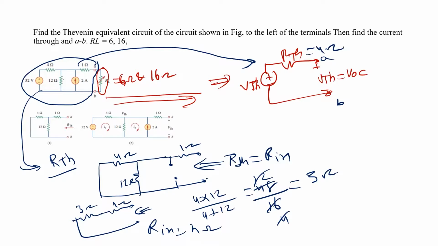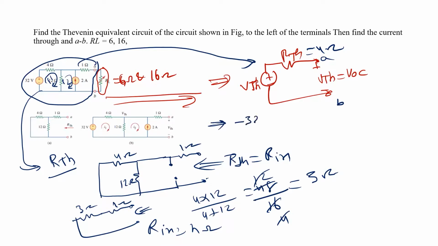What do you have to do to find the VTH? You just apply KCL on the same circuit. What I did here, I am going to find current I1 and here current I2. Then I can easily find the VTH. To find this, first you have to apply the mesh analysis. So when you apply the mesh analysis, what happened?